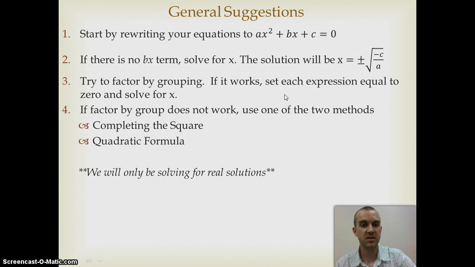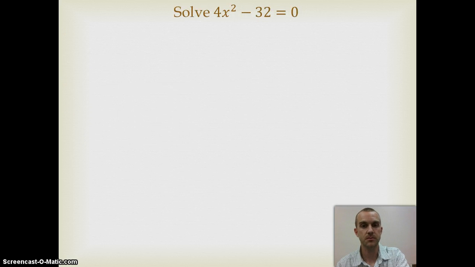If you do have that bx term, then you're going to factor by grouping. And if grouping doesn't work, then you can try completing the square or the quadratic formula. Now, we are only going to be solving for real solutions, so if you get a negative inside your square root, which would typically give you a complex value, we're going to say that the solution is no real solutions.